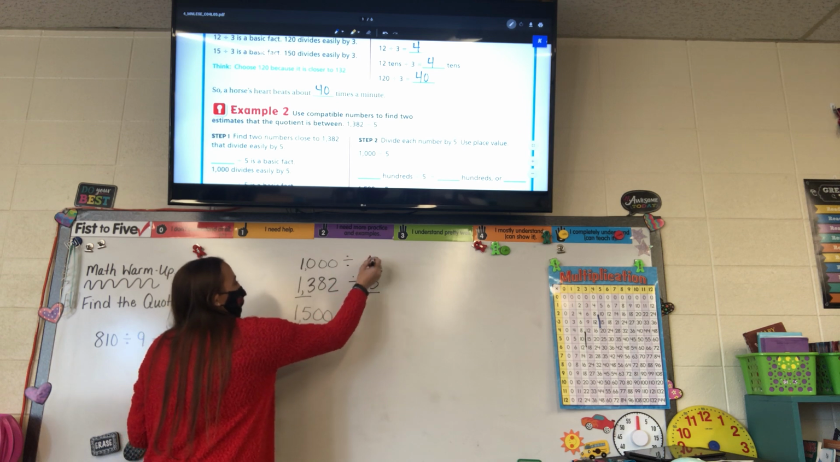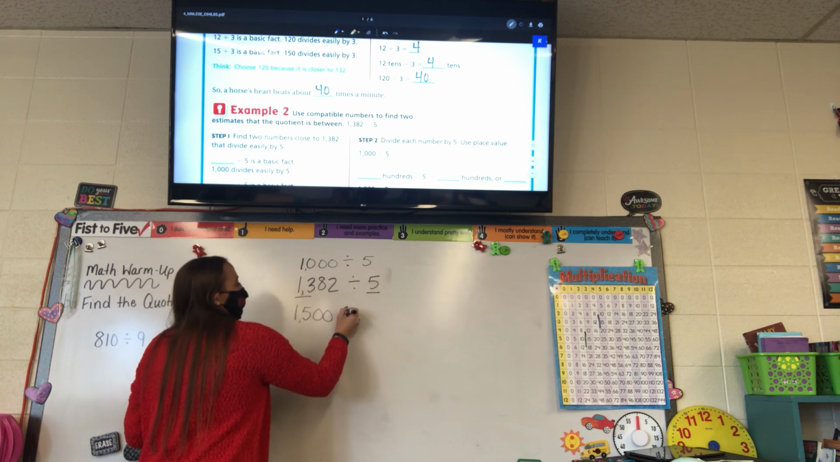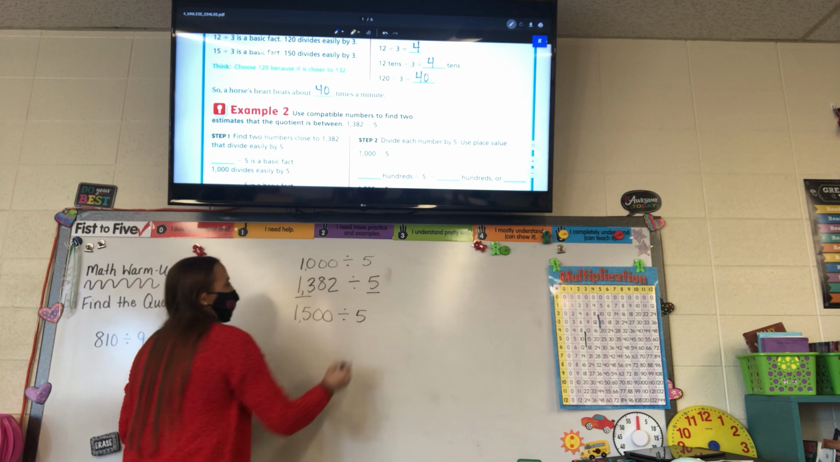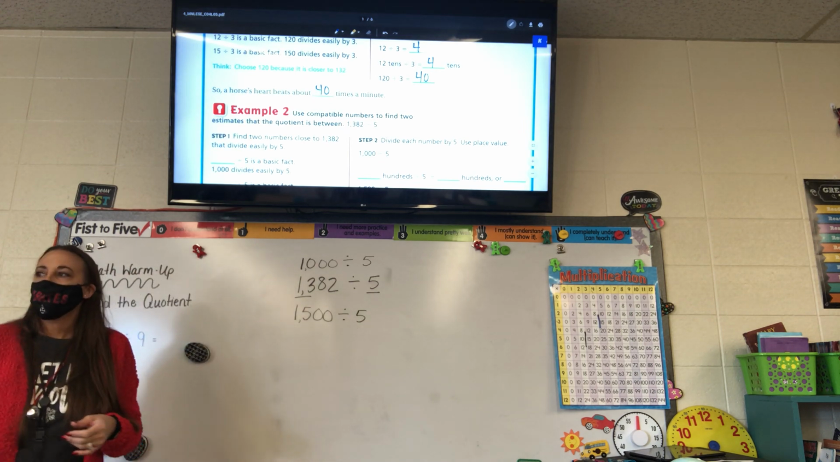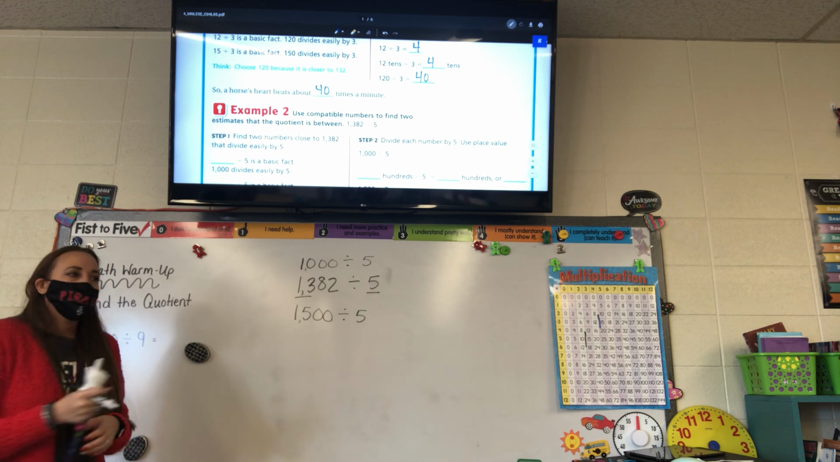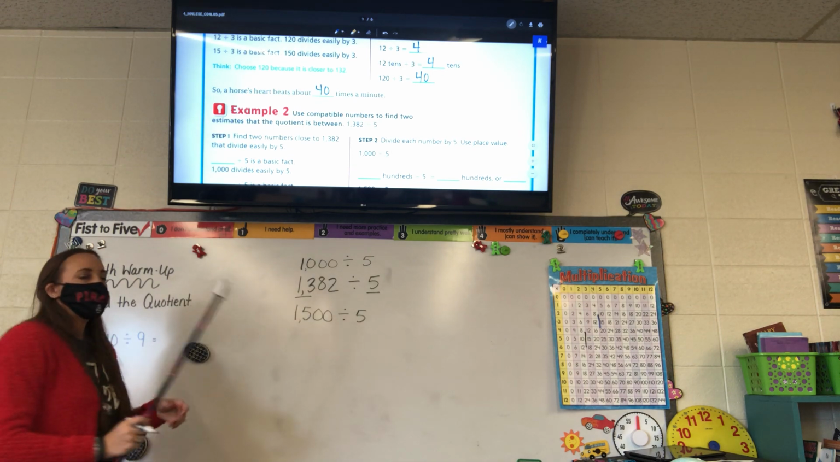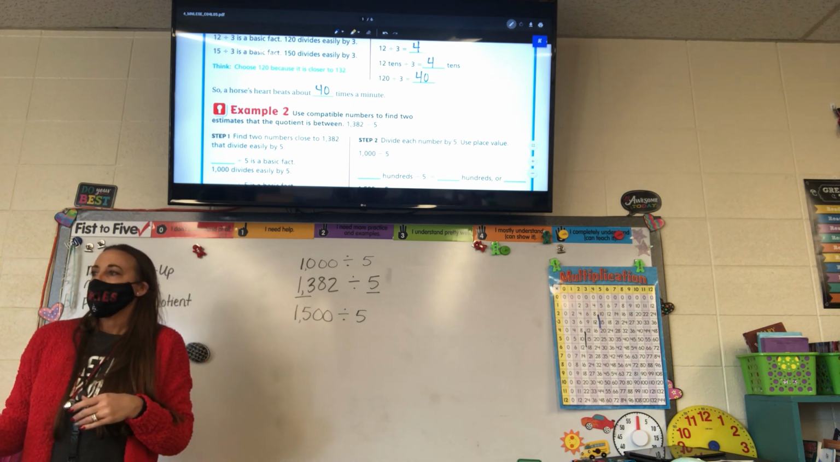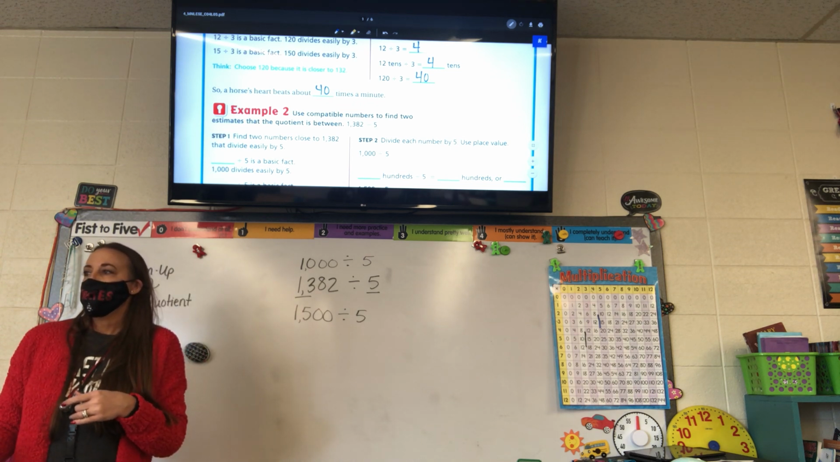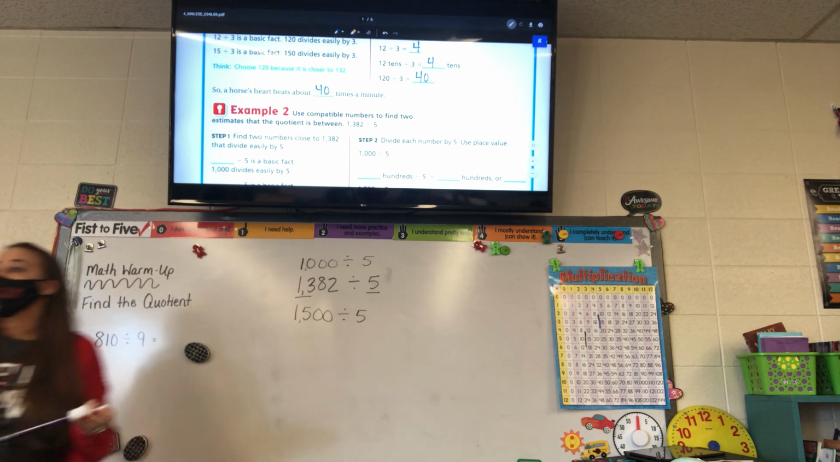Okay, so we have 1,000 divided by 5 and 1,500 divided by 5. What's our basic fact for this one? Dakota? 1 divided by 5. Okay, Dakota, so go to your 5 row and find 1. Is there a 1 there? No. So what would we need to use instead of 1?